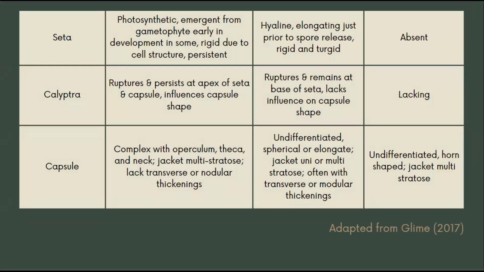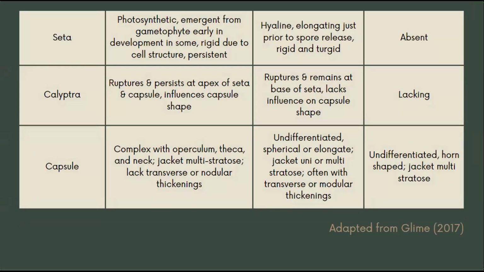For the calyptra, it is a protective, hood-like covering on the developing capsule, at the apex of the seta and capsule. It also influences the shape of the capsule. However, for the Marchantiophyta, it ruptures and remains at the base of the seta. It also lacks influence on the capsule shape, unlike the Bryophyta. Then, for the Anthocerophyta, it is lacking a calyptra.